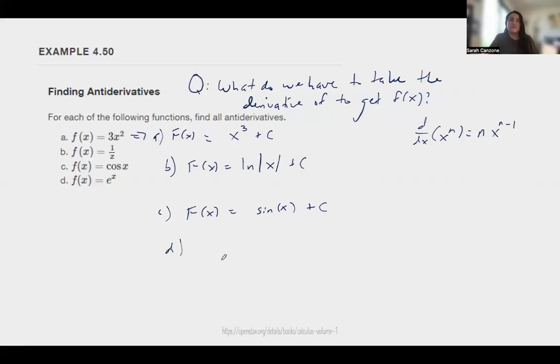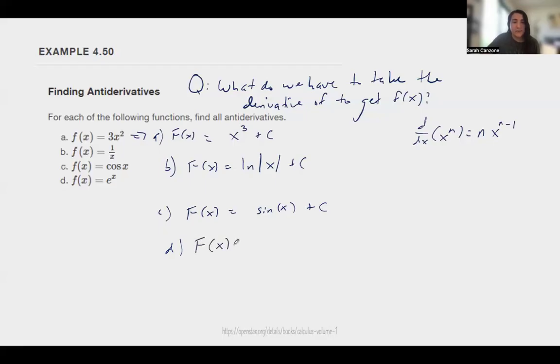So for e to the x, we have to, again, consider what we take the derivative of to get e to the x out. And we know the derivative of e to the x is e to the x. Since we know that, what that tells us is that the antiderivative of e to the x is also just e to the x.